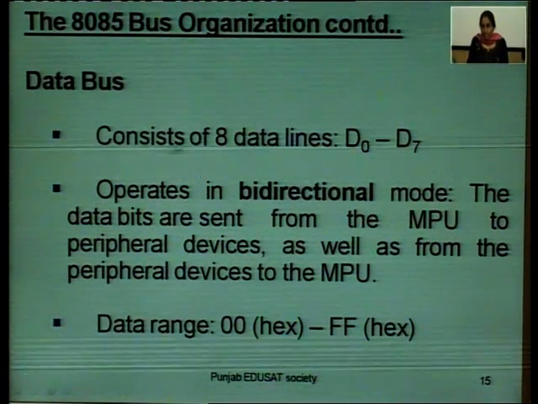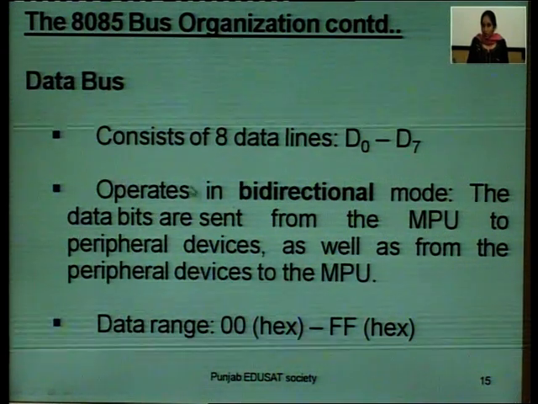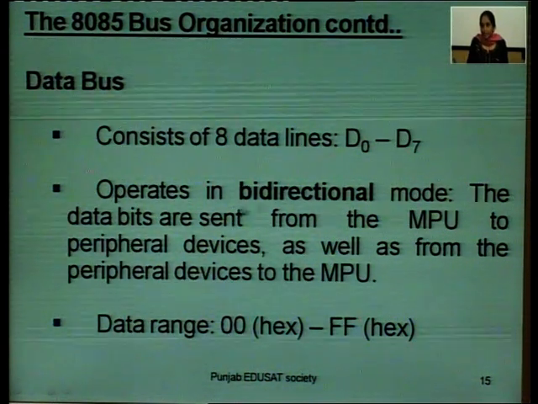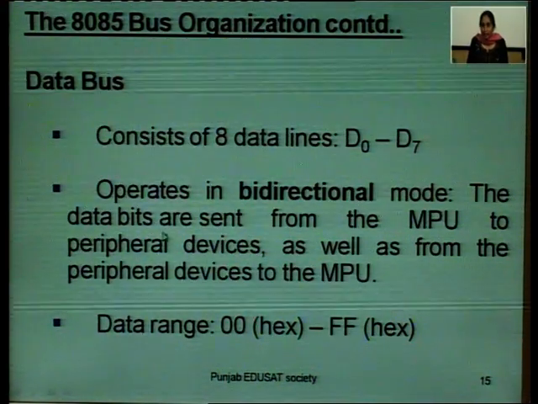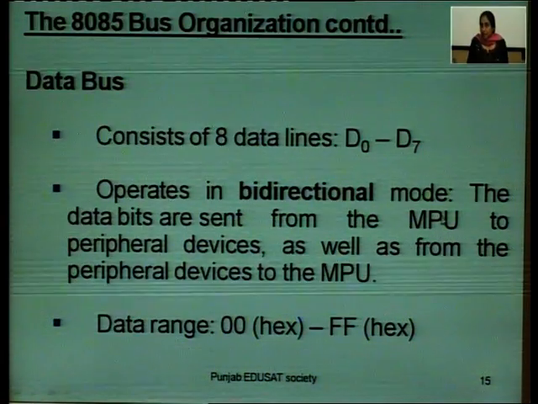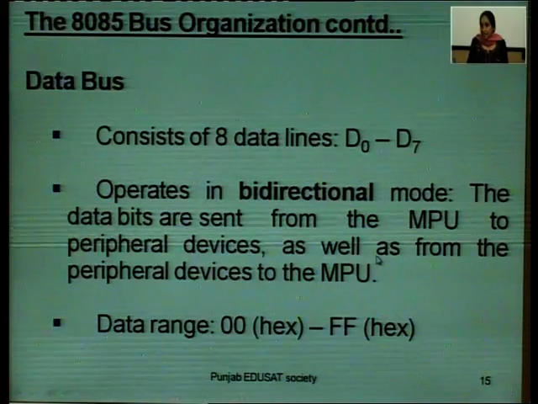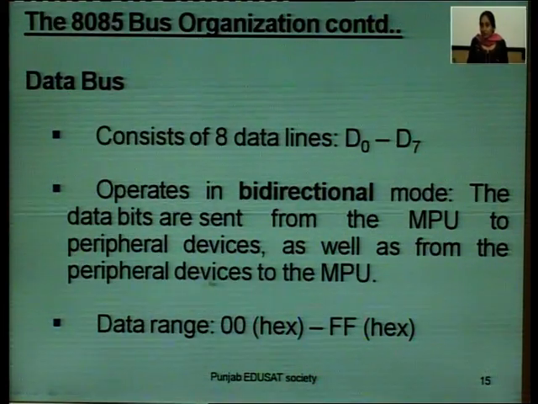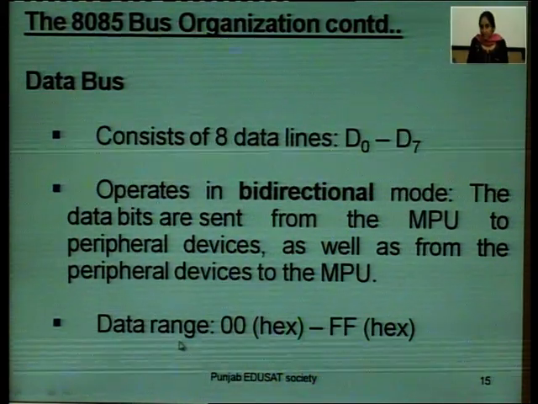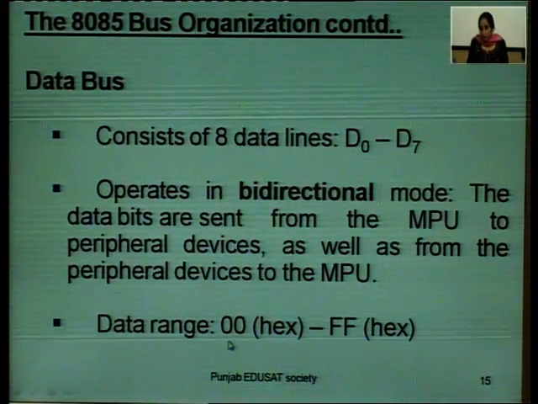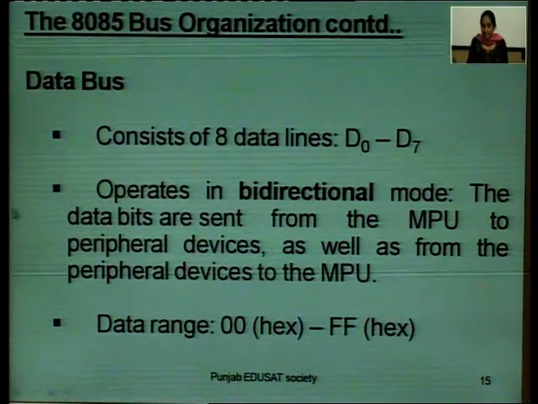Data bus. It consists of 8 data lines D0 to D7, operates in bidirectional mode. The data bits are sent from the microprocessor to peripheral devices as well as from the peripheral devices to microprocessor. Data range is from 00 in hexadecimal to FF in hexadecimal.